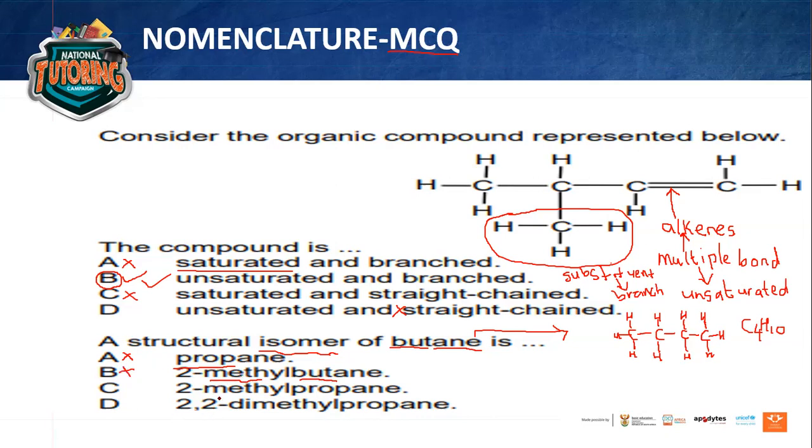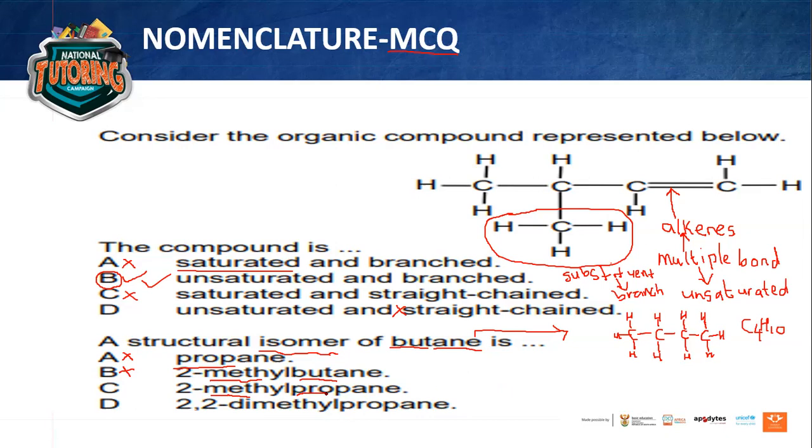Option C, 2-methyl-propane. The meth part tells me that I have 1 carbon. The prop part tells me that I have 3 carbons. So in total, it has 4 carbons. So I can actually suspect that this one is correct. And let us try and draw it.